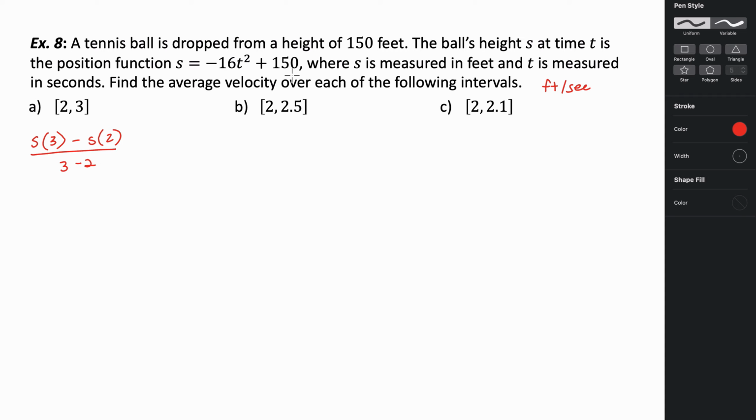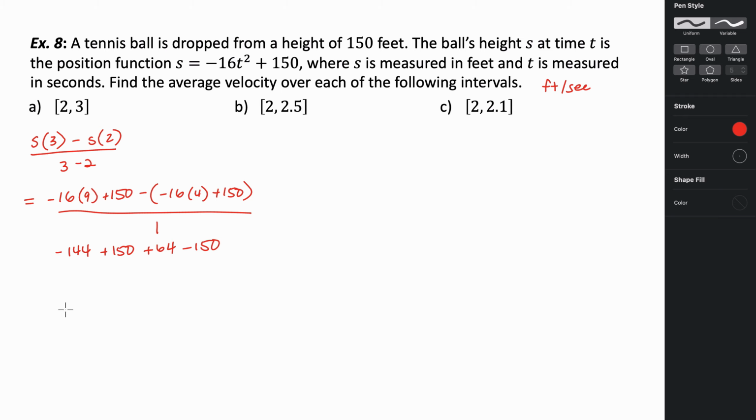So we're going to substitute this information into our function s. We get negative 16 times 3 squared, which is 9, plus 150, minus negative 16 times 2 squared, which is 4, plus 150. All of this divided by 1. Doing some arithmetic, negative 16 times 9 is negative 144 plus 150. This is going to be negative 64, but times the negative is going to be positive 64. And then distributing the negative gives us negative 150. All of this is being divided by 1.